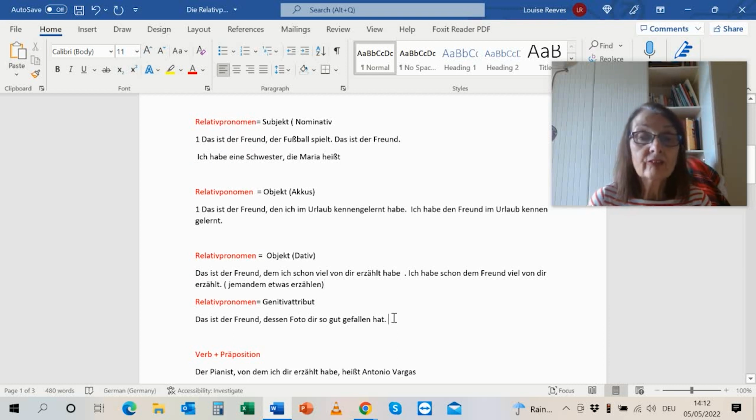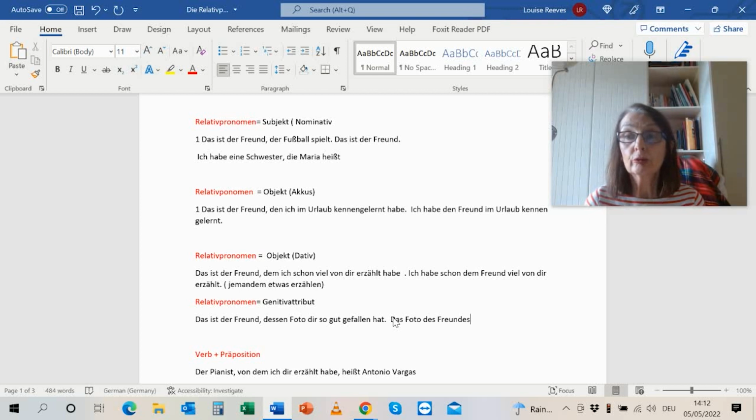Again, it's das ist der Freund, dessen Foto. So we're talking about the photo. Das Foto des Freundes. That's basically what it is. So the photo of the friend or the friend's photo. So that's the friend whose photo. So dessen Foto that you like so much, dir so gut gefallen hat. So that's why it's dessen.